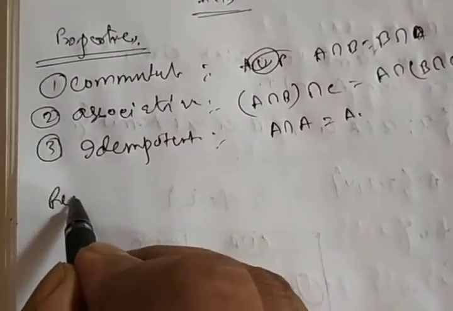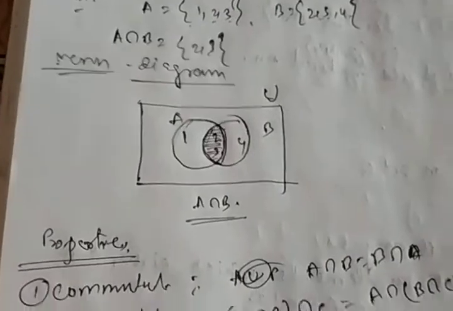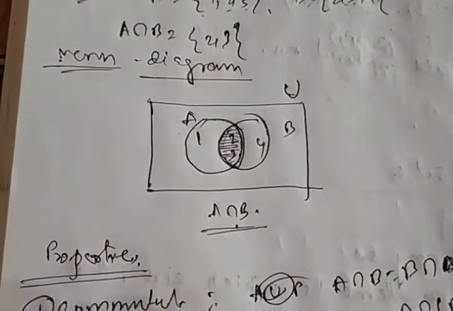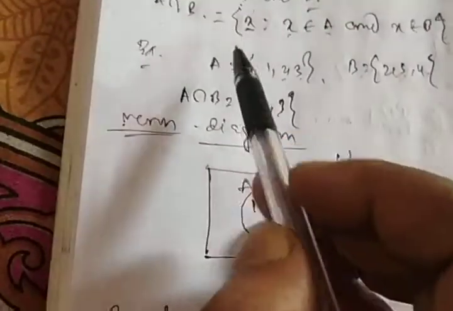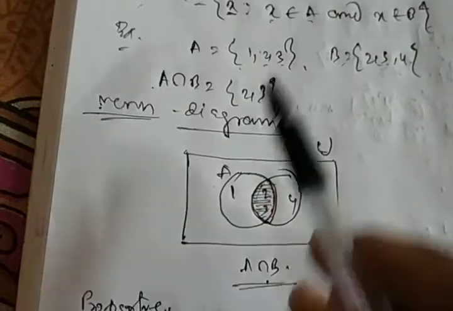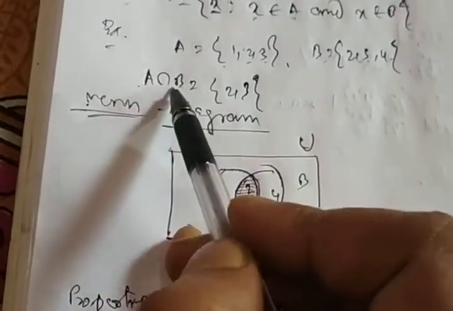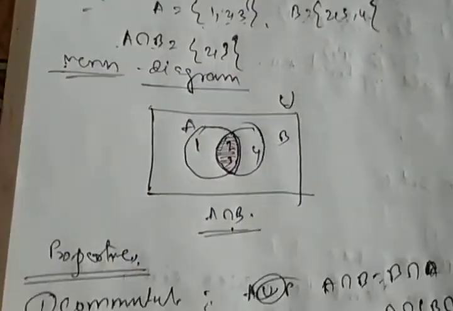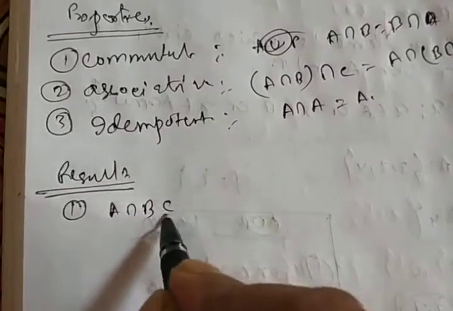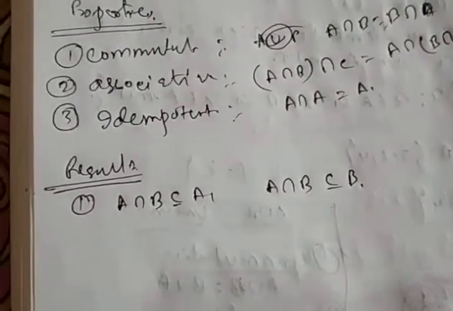Similar results. Here we can obviously see that the intersection is a smaller set than A and B. All the elements of A intersection B are in the set A. All the elements of A intersection B are also in the set B. So A intersection B is a subset of both A and B. The first result is A intersection B subset of A, and A intersection B subset of B.